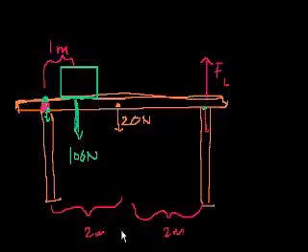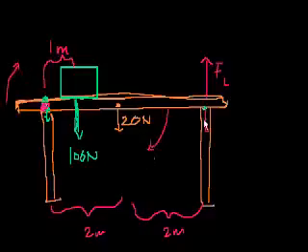Okay, so we can now set this up as a moment problem. Remember, all of the clockwise moments have to equal all of the counterclockwise moments. So what are all of the clockwise moments? What are all of the things that want to make the table rotate this way, or this way? Well, if that leg is the only thing keeping it from doing that, then everything else is essentially a clockwise moment.